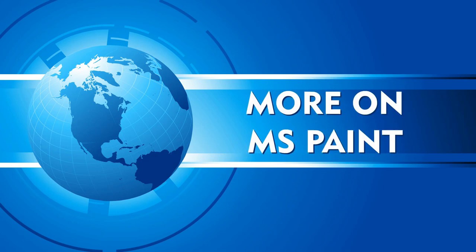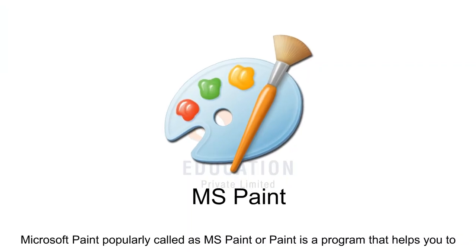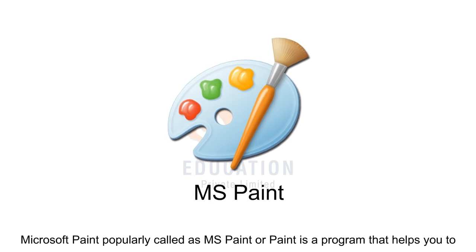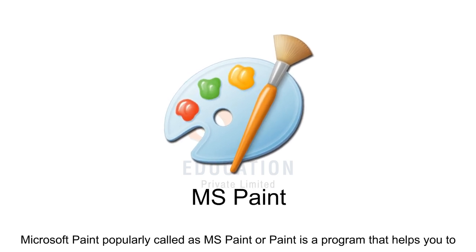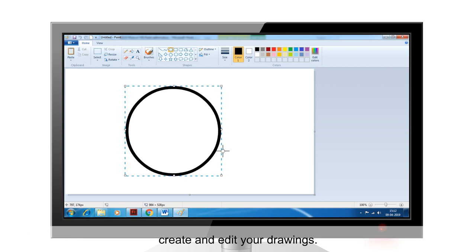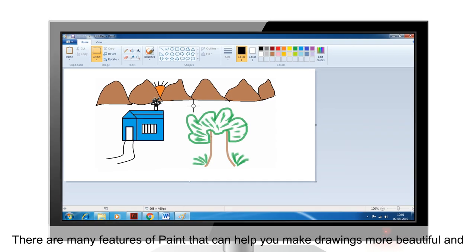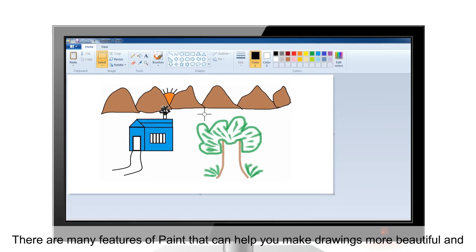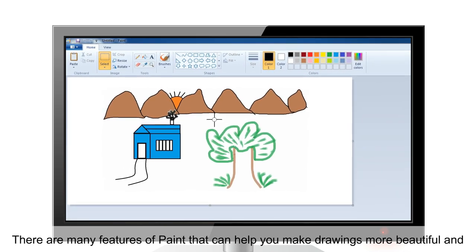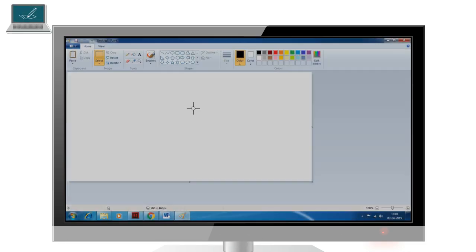More on MS Paint. Microsoft Paint, popularly called MS Paint or Paint, is a program that helps you to create and edit your drawings.